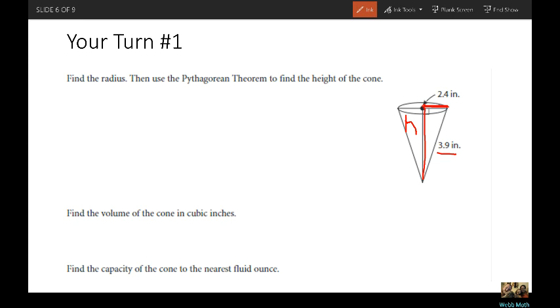So remember Pythagorean, it's basically a squared plus b squared equals c squared. C is your, right here, your hypotenuse. And then here is actually your radius, but at the same time, it is also your a. So use Pythagorean, find your height, and once you find your height, you use the formula from the previous page. And don't forget, we're in cubic inches if you're looking for volume.